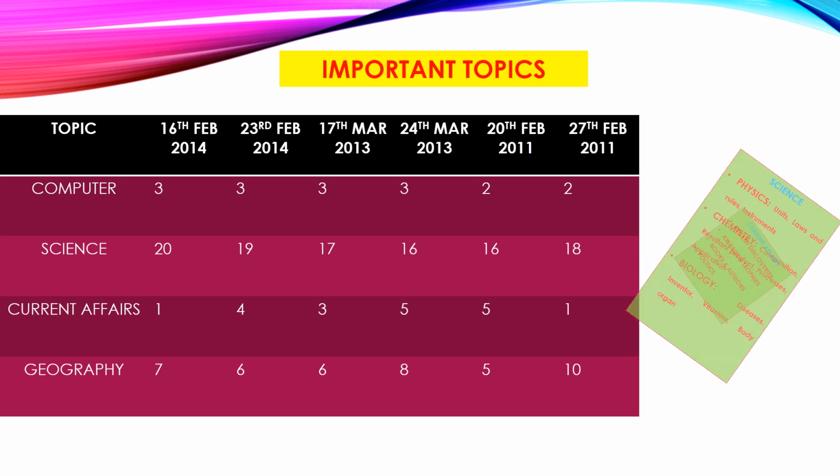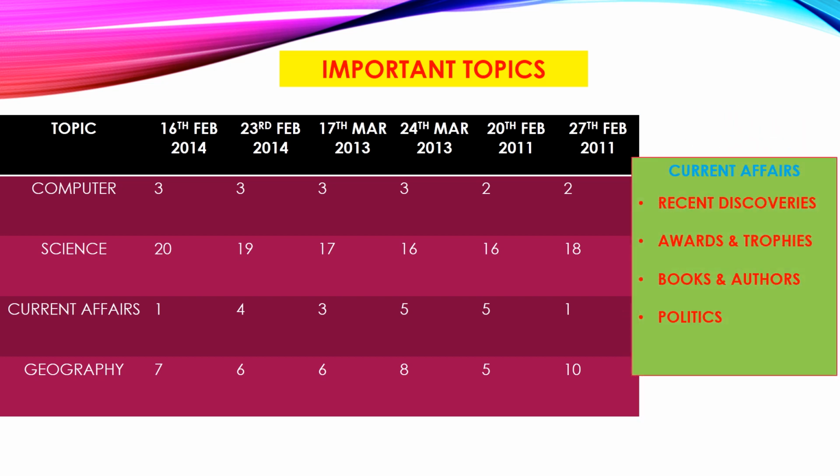The current affairs section does not have a huge weightage in the SSC multitasking syllabus as it had in banking clerk and PO question papers. However, 3 to 4 questions can come from this section. The most important topics are recent discoveries, awards and trophies, books and authors, and politics. Geography is again one of the most important topics in general awareness. The questions are generally based upon census calculations, rivers and dams, currencies and capitals, forests and reserves.